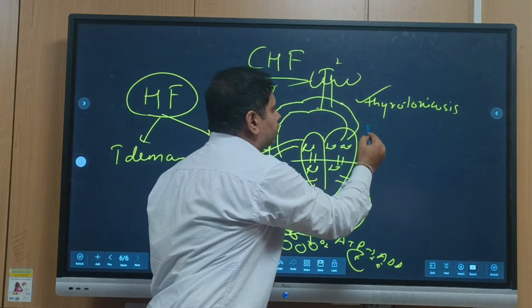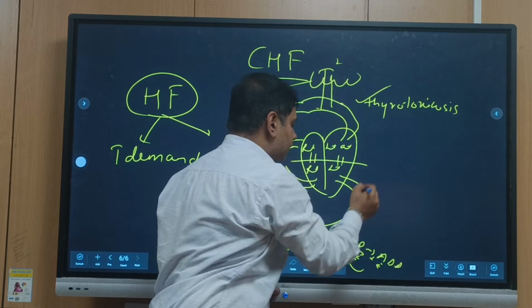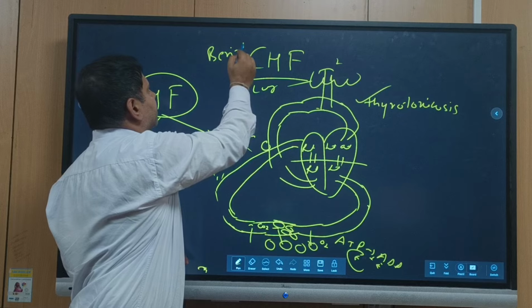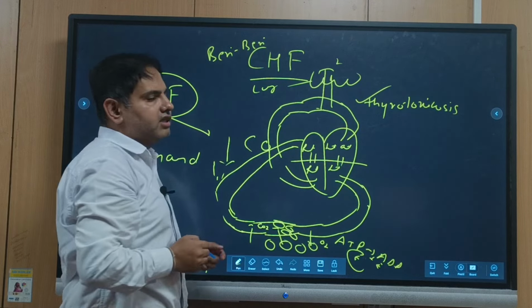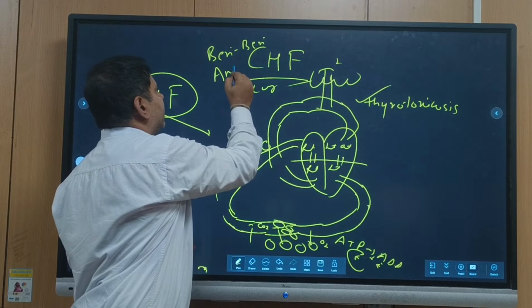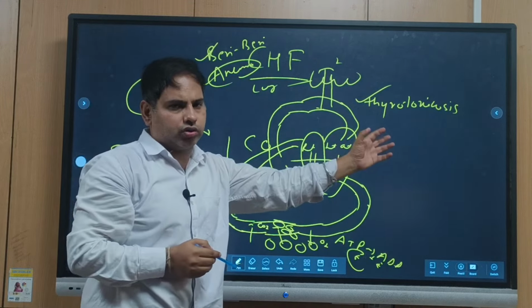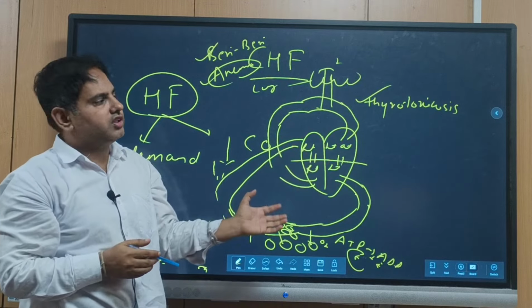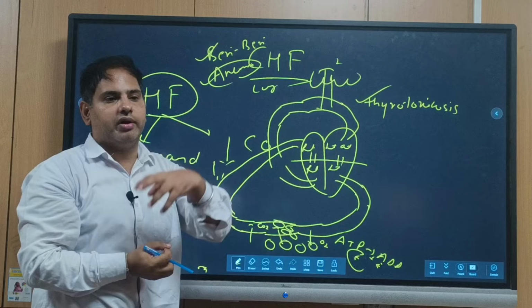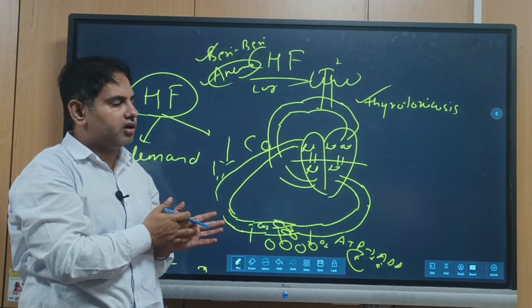There is another condition we call beriberi. There is also severe anemia. In anemia also there is an increase in demand. Beriberi, anemia and thyrotoxicosis are some of the conditions in which the demand of the body is increased and your normal cardiac output is unable to meet that demand. That we call congestive, which could result in heart failure, right?